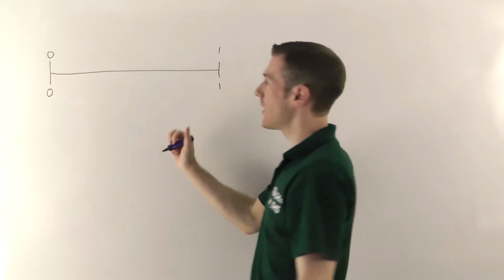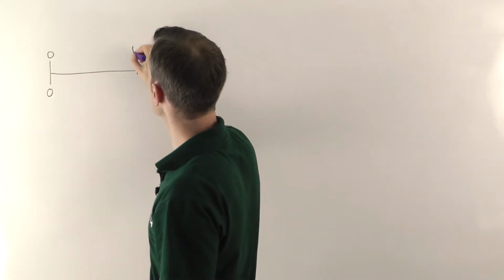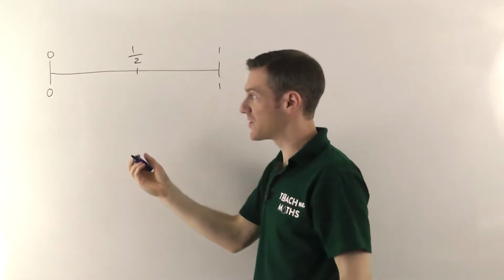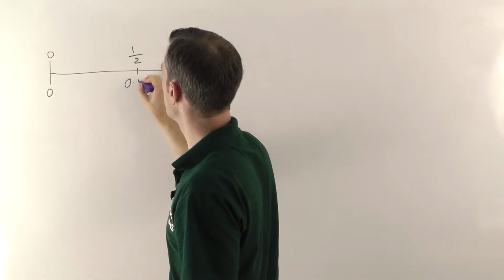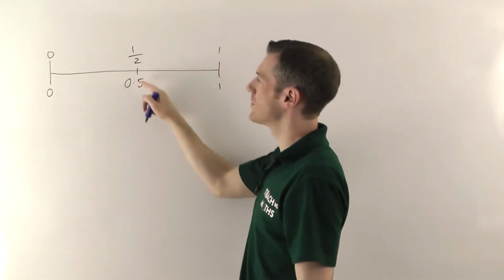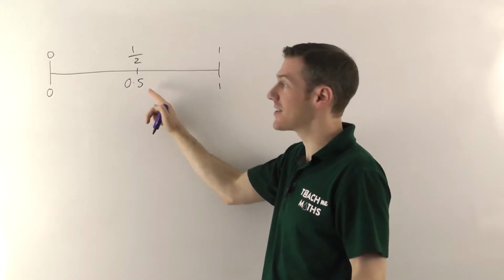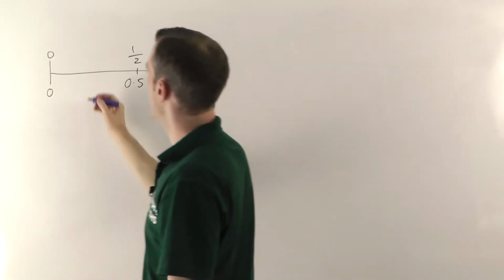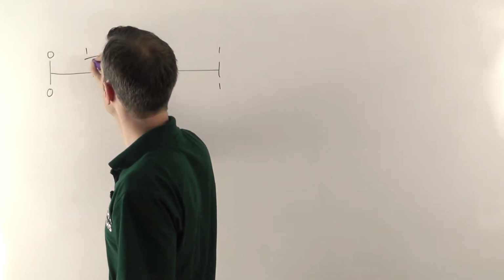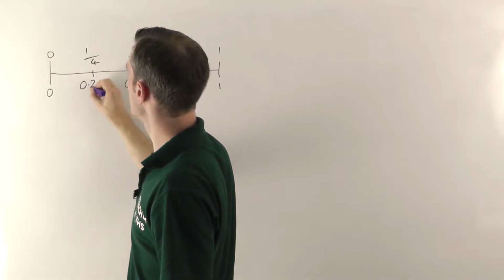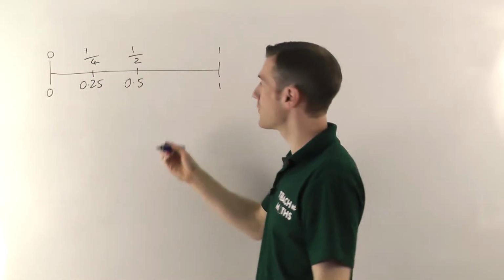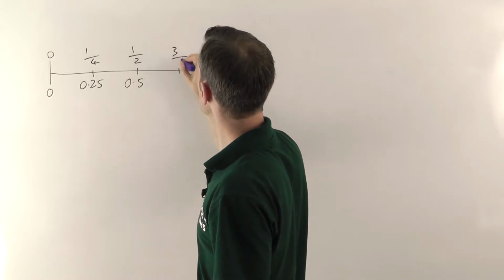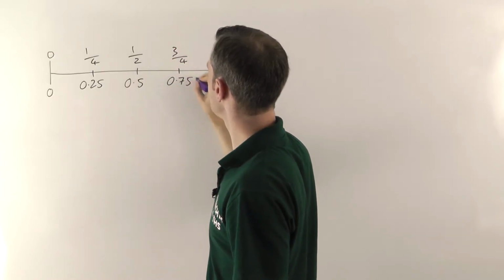So if you're halfway along this scale, as a fraction, that's a half obviously, and as a decimal that's going to be 0.5. Those are the two ways of representing the same thing, the same part of the whole. If you had a quarter here, that's going to be 0.25. If you had 3/4 here, that's going to be 0.75.